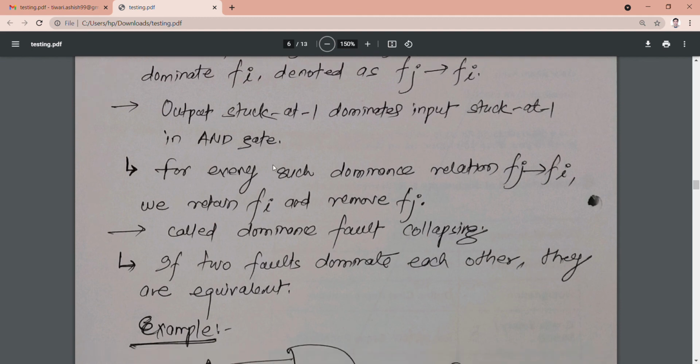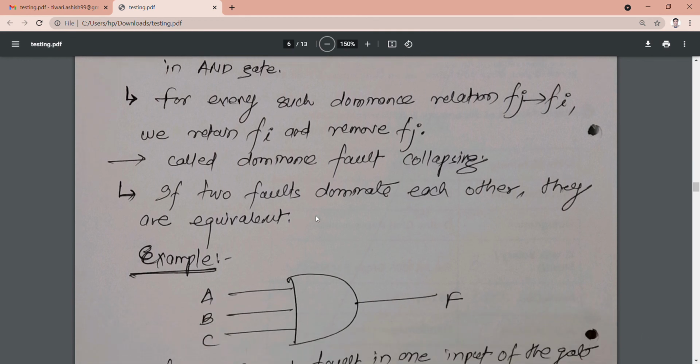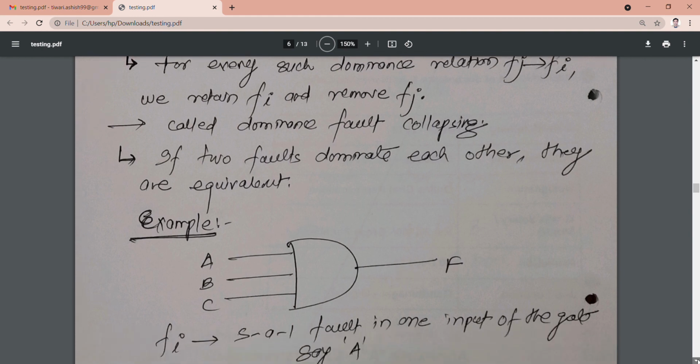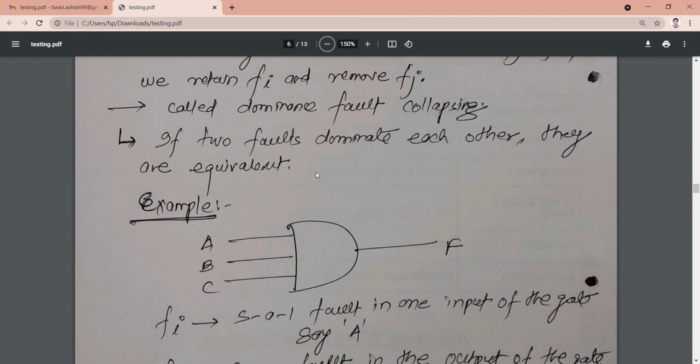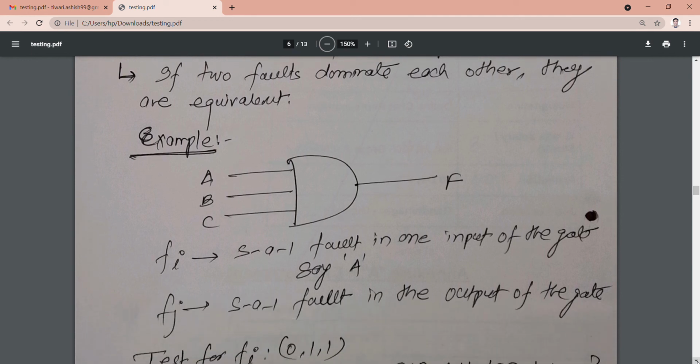Now, output stuck at 1 dominates input stuck at 1 in the AND gate. We will understand this by taking an example. For every such dominance relation, where Fj dominates Fi, we retain Fi and remove Fj. Whichever fault is dominating, we remove it and take the other fault, Fi. So here Fj is dominating Fi, I will remove Fj and only take Fi. This is known as dominance fault collapsing. If two faults dominate each other, they are equivalent. How can we see this?